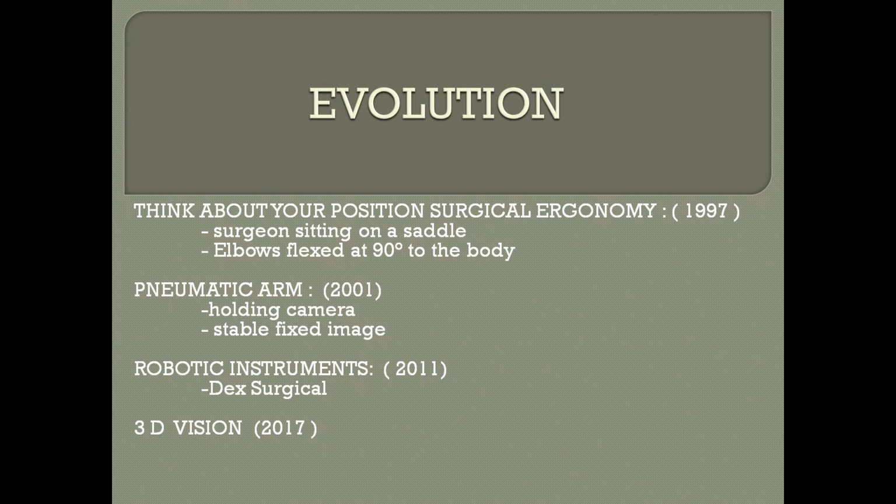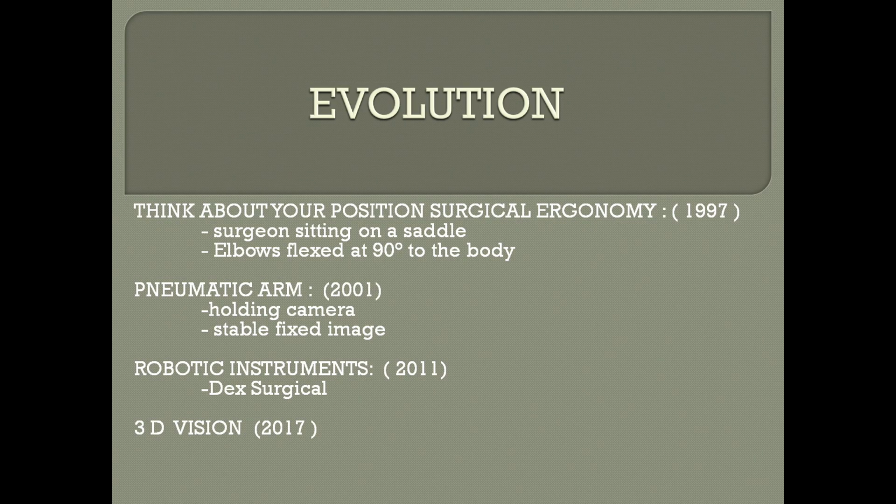Okay? You have to think about ergonomic position, because we are talking only robot. I was sitting on a saddle since 1997, so it's quite 30 years, okay? And because I was thinking about my position of my elbow at 90 degrees, I was using a pneumatic arm. I bought it in 2001, so 24 years ago, okay? Because I imagine a fixed image, just to work, because the prostate is always medial, and you just place in front of the scope what you have to do, instead of moving.